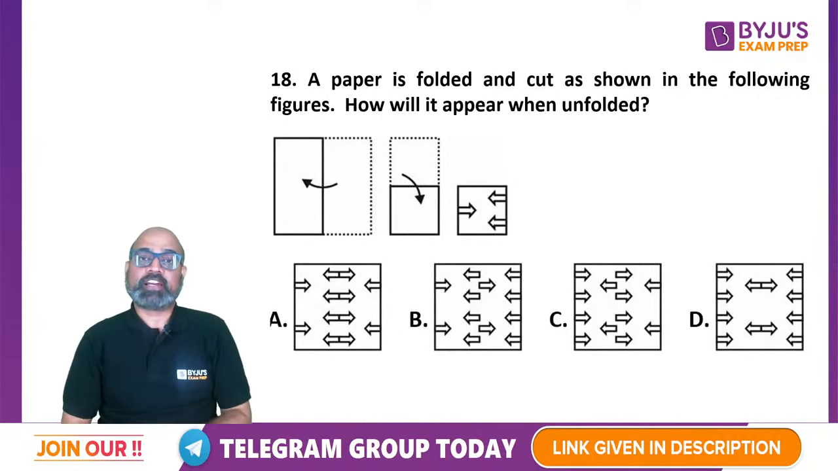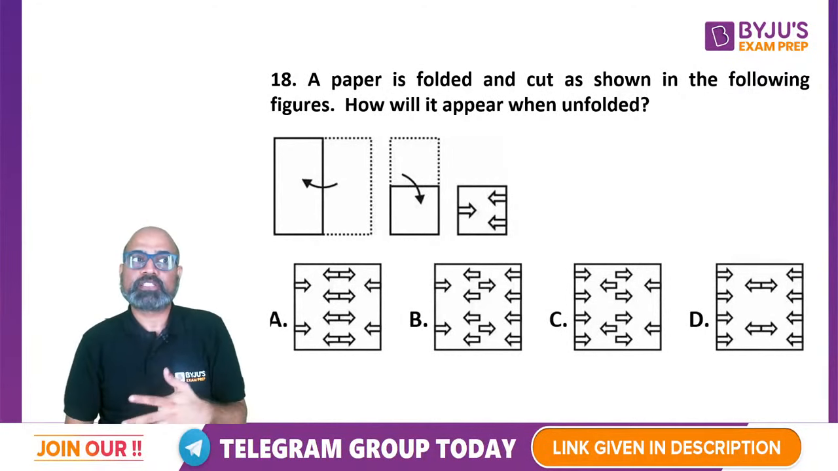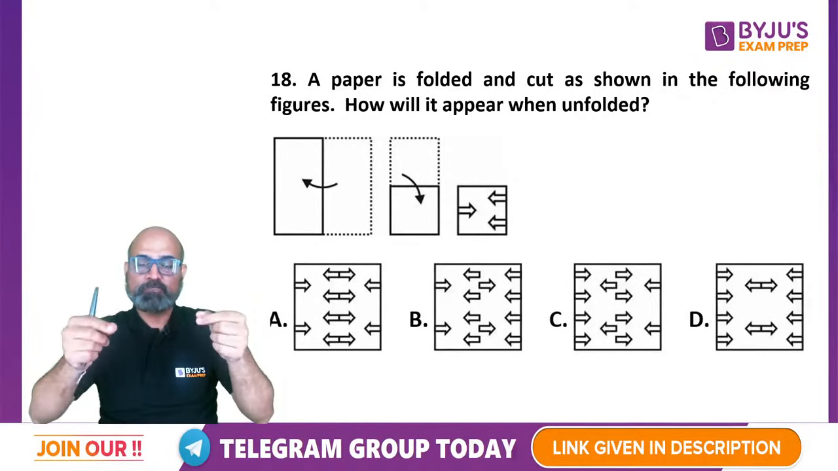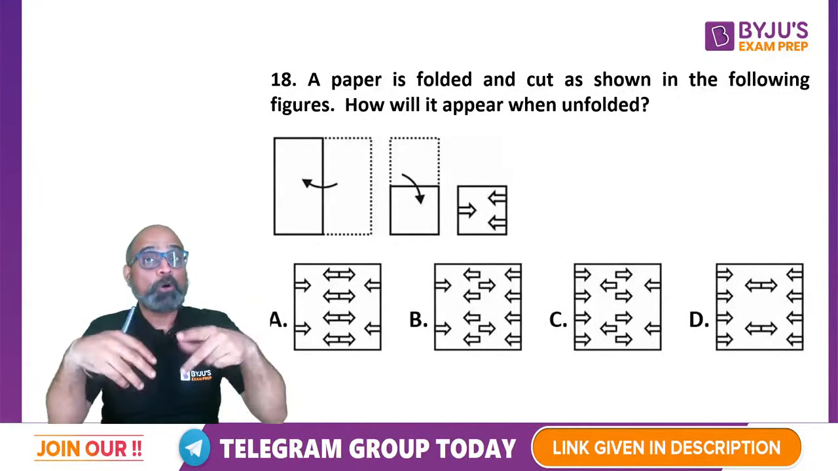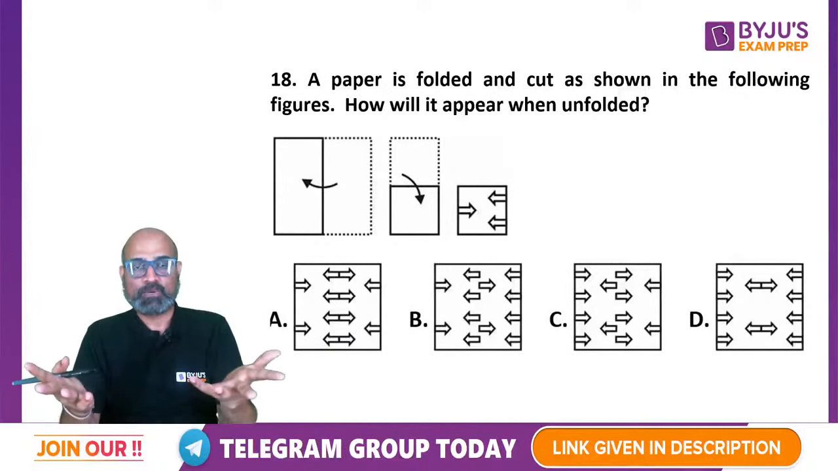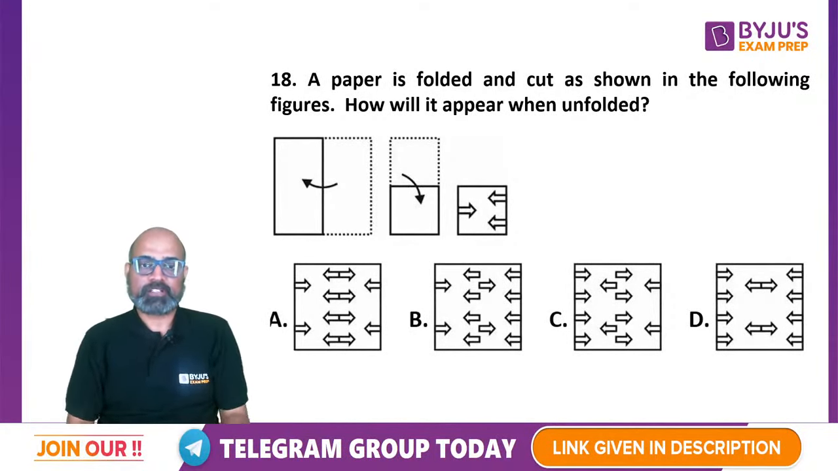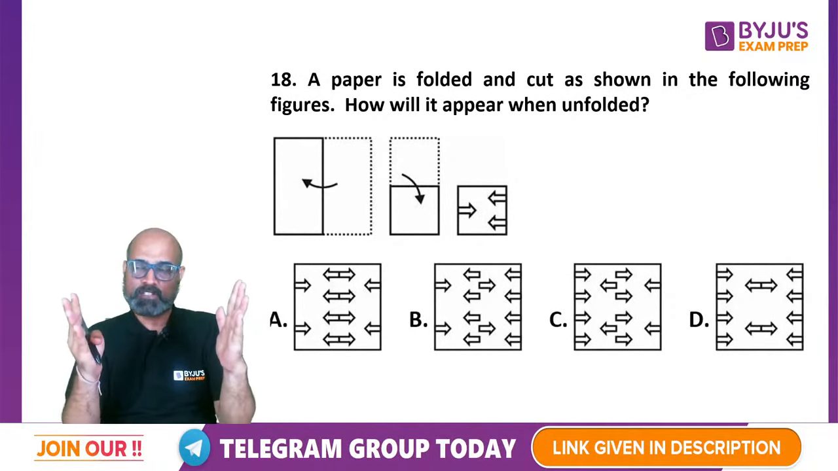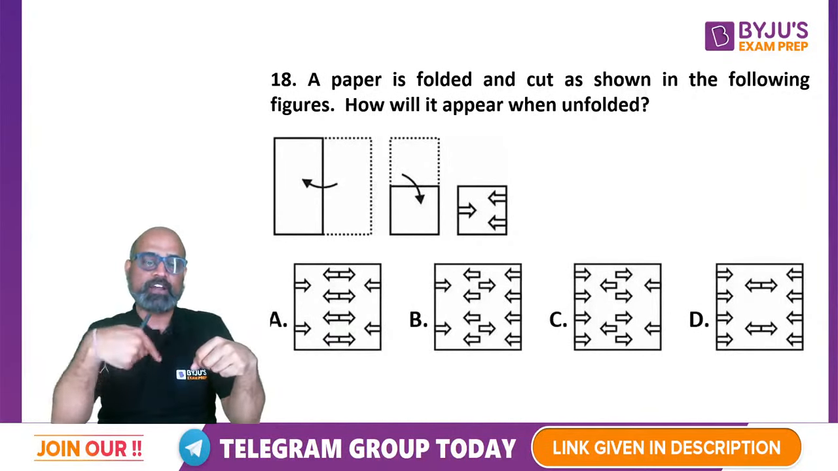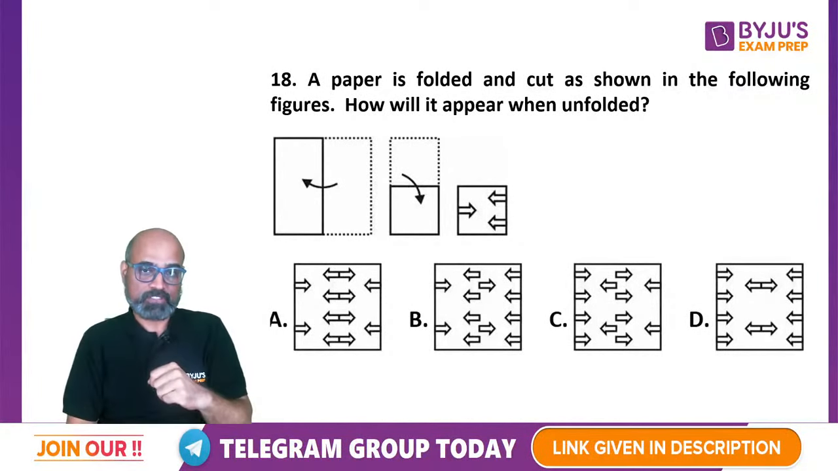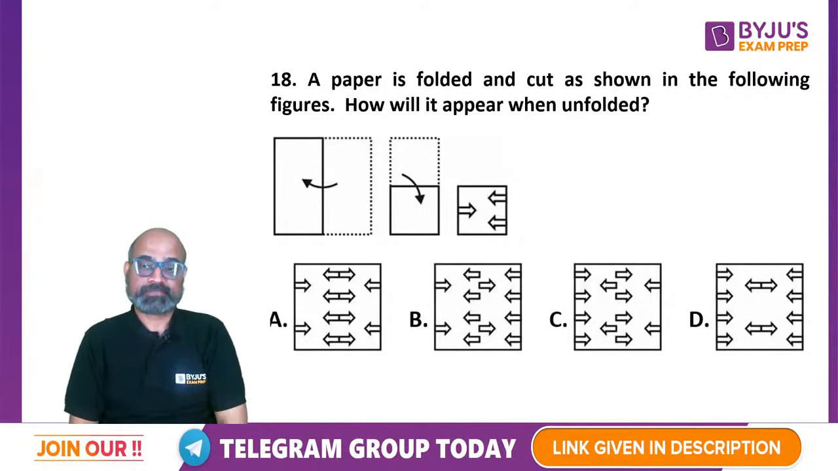These questions are very nice. This is like a mirror image only, but you have to visualize a bit more. Whenever you have a piece of paper and you fold it again and again and cut it using a pair of scissors, and when you open it back, you get a design, some pattern, right? That's exactly what you will have to do here. So you had a square sheet of paper, you folded it in half, you folded it again, and then those arrows were cut using a pair of scissors. And when you open it back, which of these figures will you get?